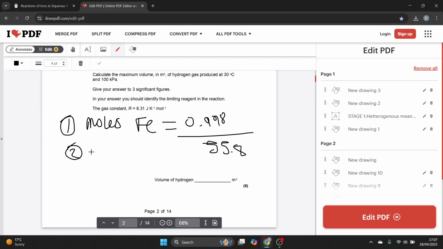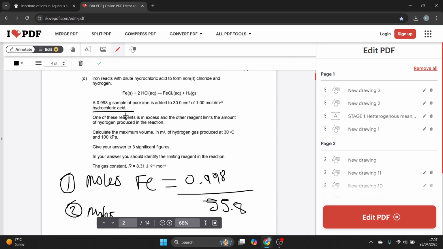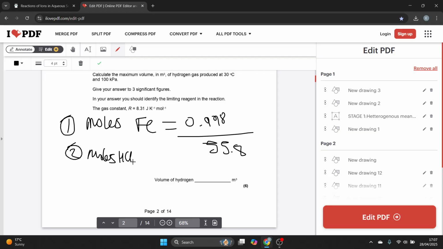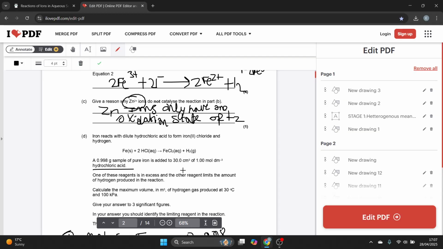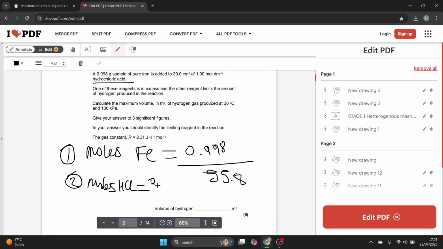Then I'm going to work out the moles. I'm not going to put that on my calculator just yet. Work out the moles of HCl, which is 30 divided by 1000 times 1. So therefore it's just 30 divided by 1000. I'm going to show the times by 1, but you don't need to. 30 divided by 1000 times 1, or 30 divided by 1000, is 0.03.